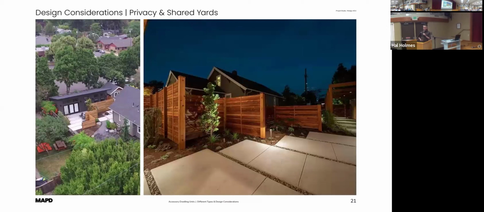So for intergenerational housing, you might really want a shared yard where both units are accessing the same space. If you're renting it out, where you don't like your family quite so much, you might want to think about splitting the yard and having that also screen the views from the ADU into the house.